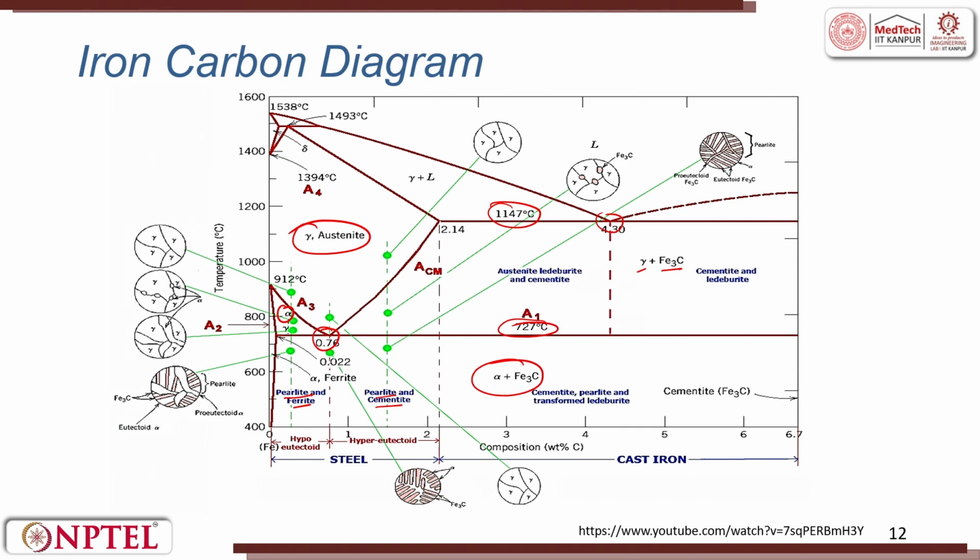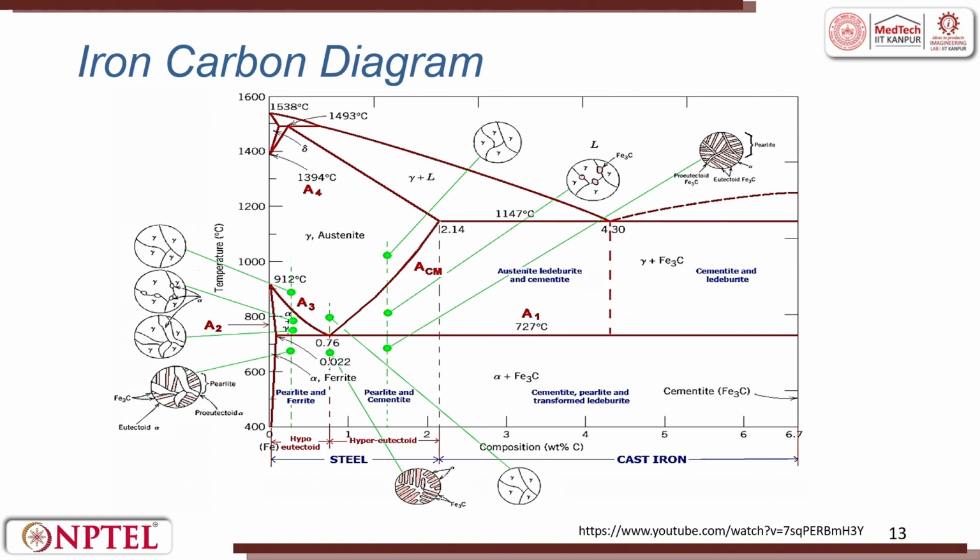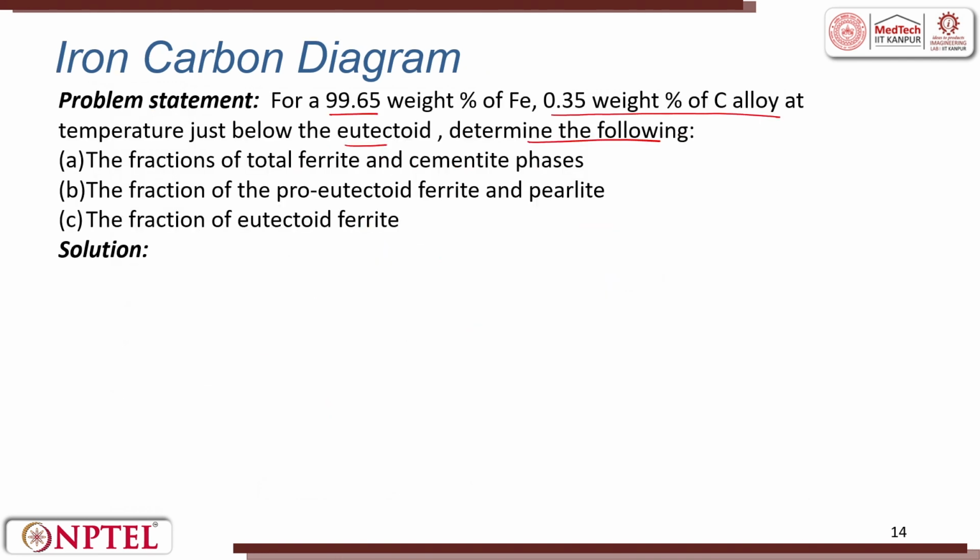Based upon this, let us see some problem statements. This is a problem statement for a 99.65 weight percent iron, 0.35 weight percent carbon alloy at a temperature just below the eutectoid. Determine the following. That means we are almost here, at 0.35. It is asking for the fraction of total ferrite and cementite, the fraction of proeutectoid ferrite and pearlite, and the fraction of eutectoid ferrite.